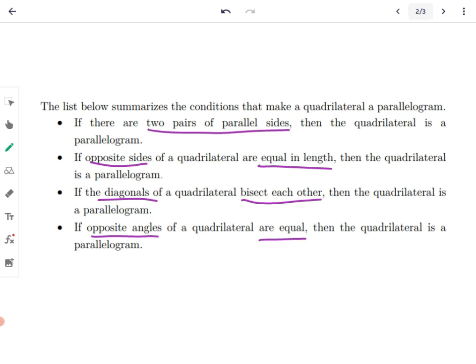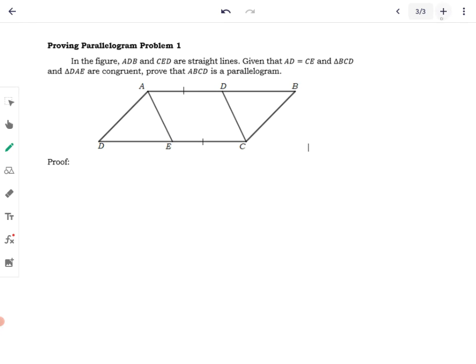So if there is a certain problem trying to prove that a quadrilateral is a parallelogram, we're just going to show that one of these properties exists in that quadrilateral, and then we can conclude that the quadrilateral is a parallelogram. So let's jump right into our problem number one.